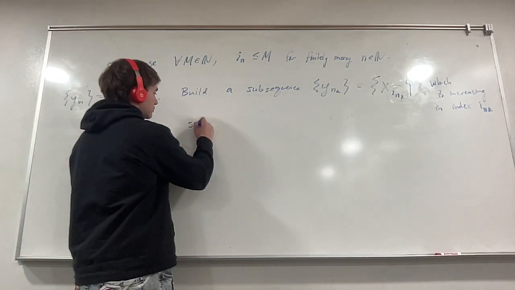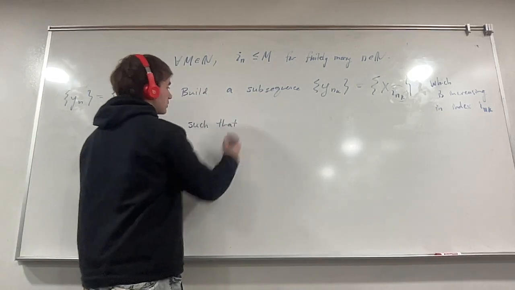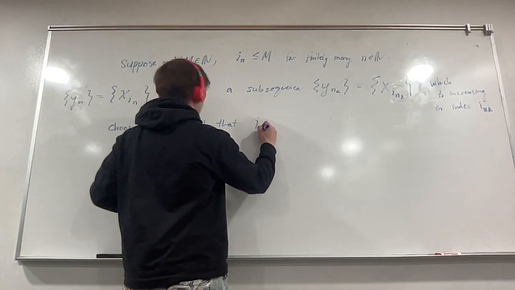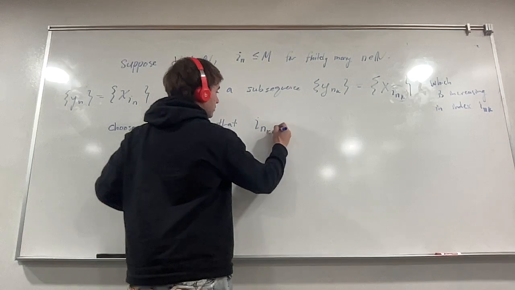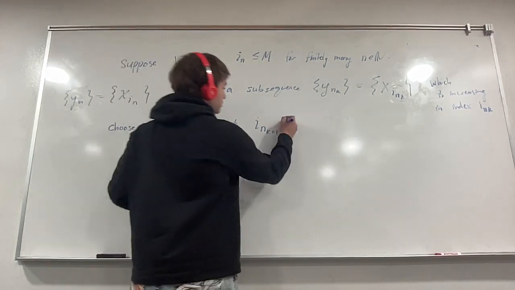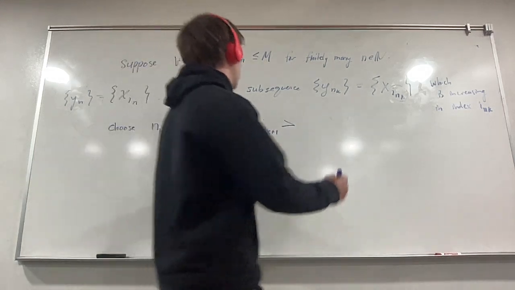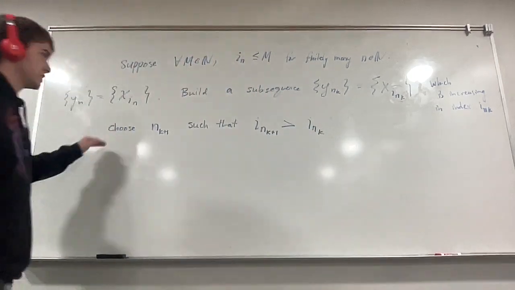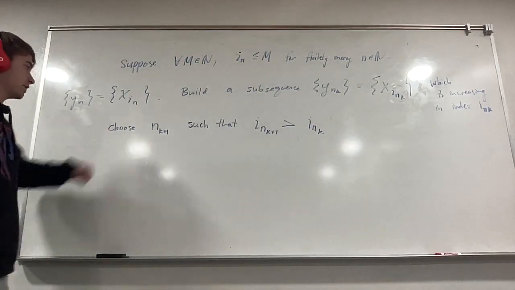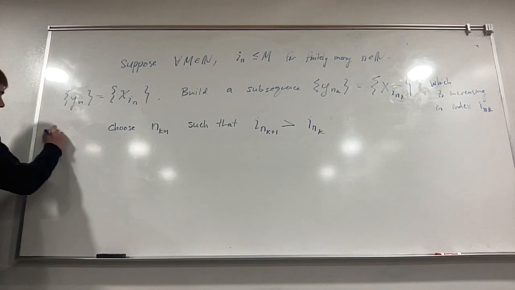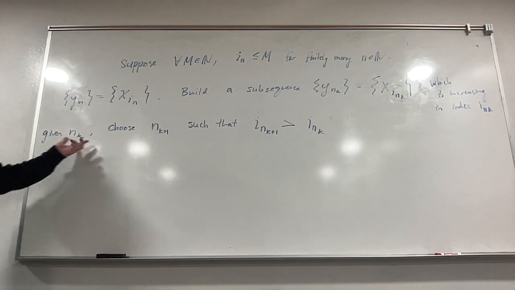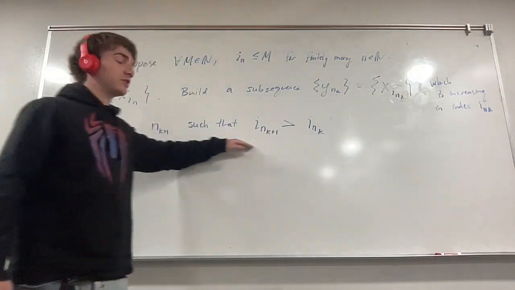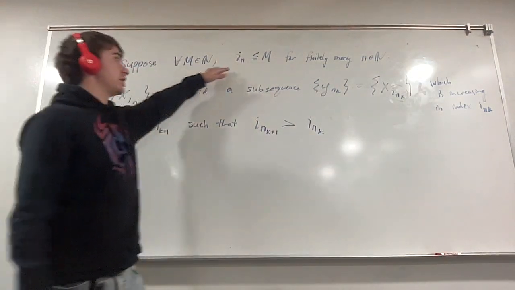such that I sub n sub k plus 1 is greater than I sub n sub k. Okay, given n sub k, this is precisely the condition that I need to build the subsequence which is increasing in index. And this follows directly from this claim that nothing is recurrent.